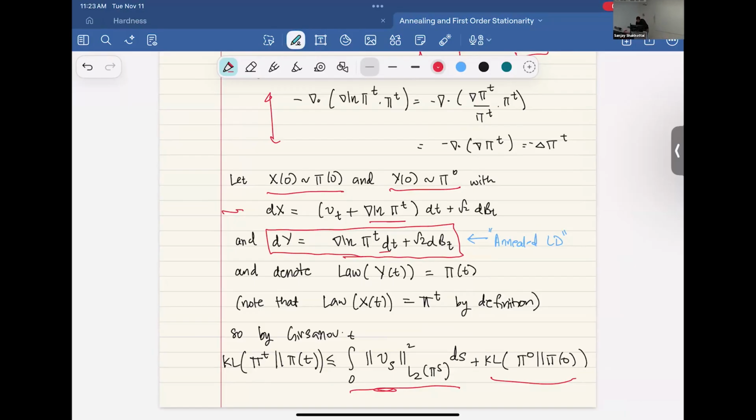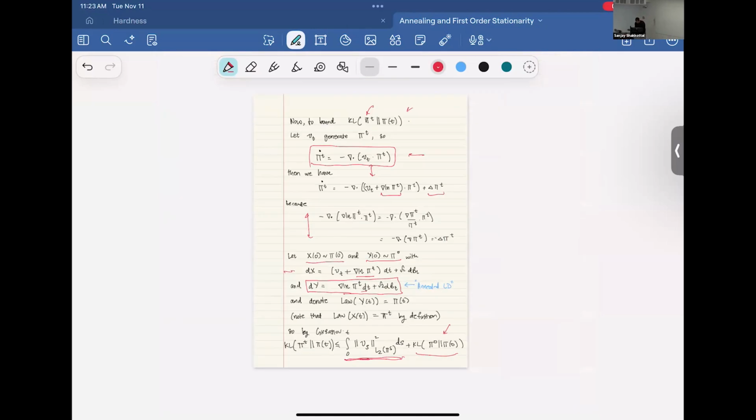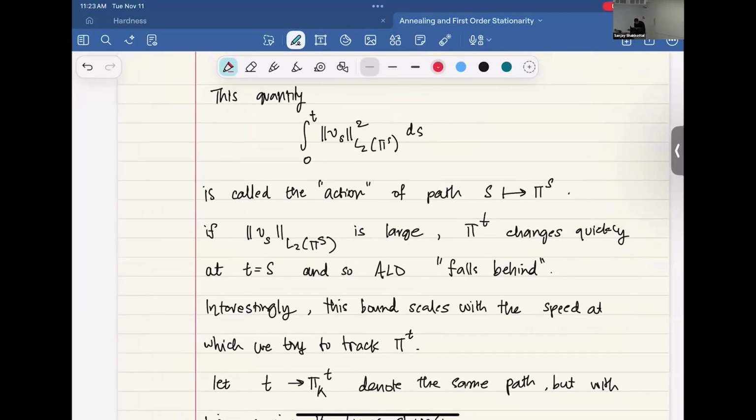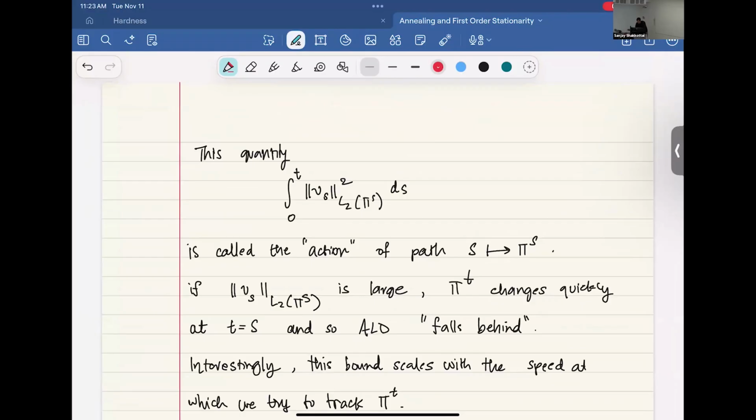Now there's two terms here. The first is just an initialization error: how far from pi 0 did you initialize your samples? The second one is the one that's important to us. It's called the action of the path pi s. You can see this second term is entirely a function just of the path itself. So once I give you a pi s that I want you to follow, there's a vs that implements it, in that canonical way we talked about, right?